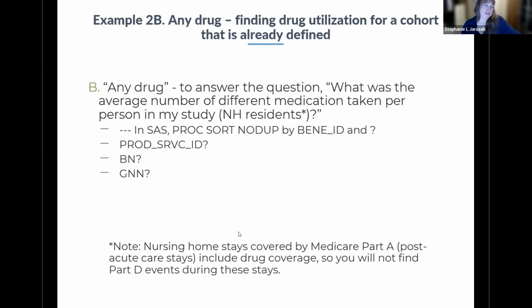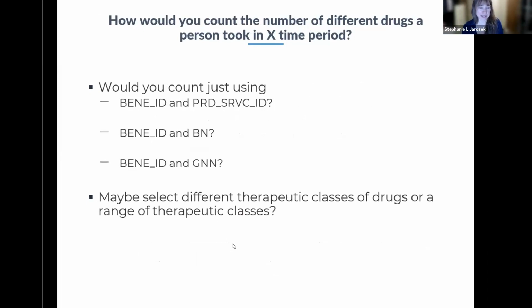We also have the problem of, what if we wanted to say, what was the average number of different medications taken by these people in my study? Now we're back to that original thing that we did, where we were asking, do we want to know just what different types of brands they are taking? We could search by generic name, or again, product service ID. And again, for the post-acute stays that are covered by Part A, you're not going to find the Part D events. It's just a note on that. But we have limitations to the information that's on the file.